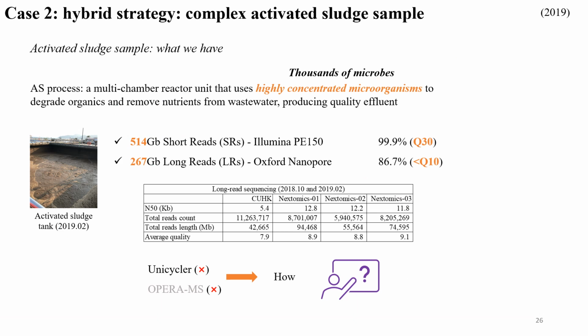We also tried to use the hybrid strategy to resolve the complex activated sludge sample. Quite different from the PNA bioreactor, activated sludge harbors thousands of microbial species, representing a very highly complex system. We also had a very deeply sequenced dataset for its AS sample. We can see here.